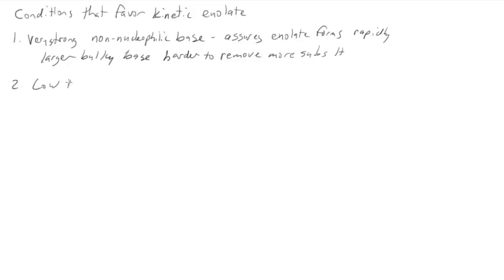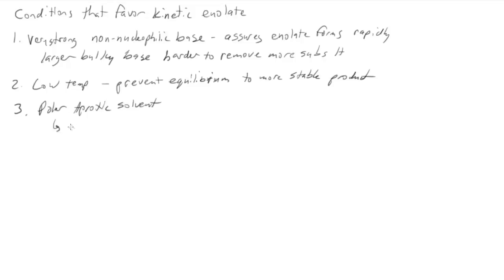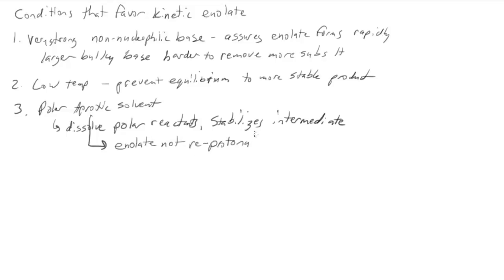Secondly, we want to have low temperature. A low temperature will prevent equilibrium, and equilibrium, of course, will always favor the more stable product. So if we can avoid equilibrium, we can form our kinetic product. And the last thing that we want is a polar aprotic solvent. The polar part is good because that helps to dissolve the polar reactants and stabilizes the intermediate. If the intermediate is stabilized, that will lower the activation energy of the reaction. And we want it to be aprotic so that the enolate doesn't get reprotonated, which would allow for equilibrium.